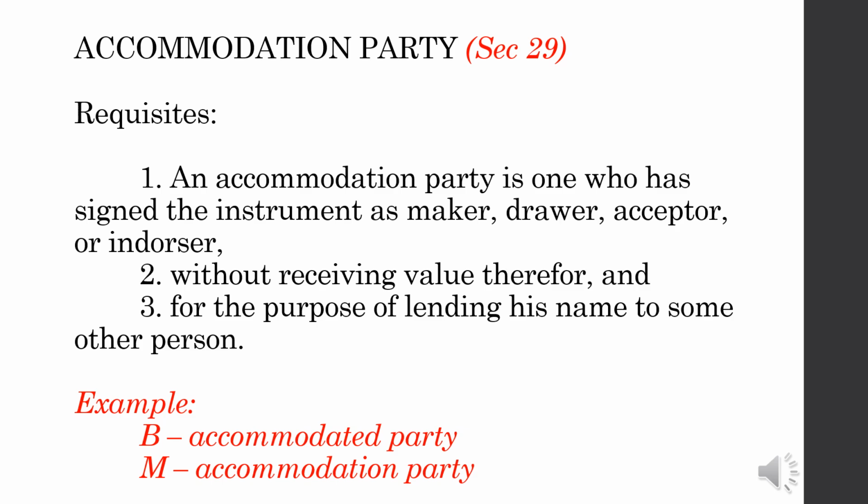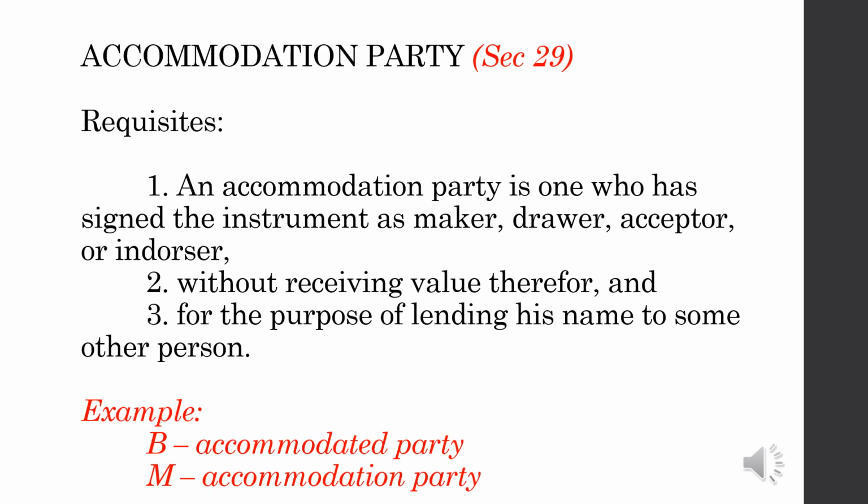So B is the accommodated party. Now B then endorses the note to XYZ Bank, which upon seeing the signature of M discounts the note. So here the note is an accommodation note.